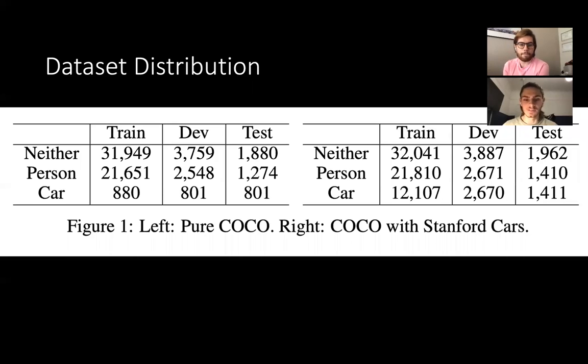The idea was, on the left is what we started with. The pure Coco data set had lots of pictures of neither thing, lots of pictures of people, but very few pictures of cars. We decided that even looking at the images of cars, they didn't fit the ground truth distribution that we wanted to test, whereas the Stanford Cars dataset did. And so we migrated to a dataset where we had a better balance over the three categories and also one closer to the ground truth distribution.